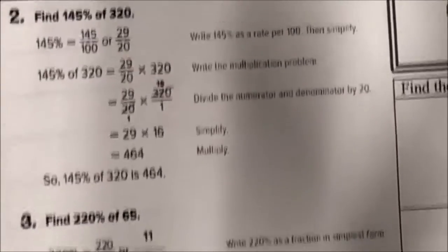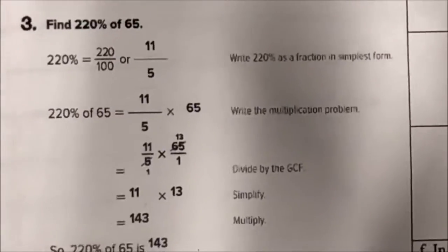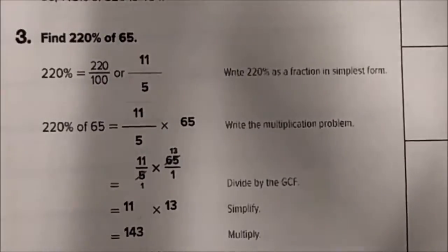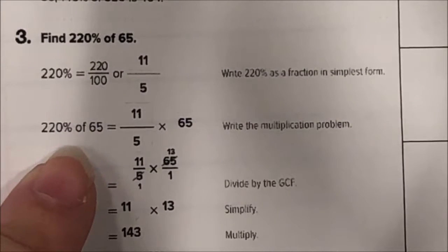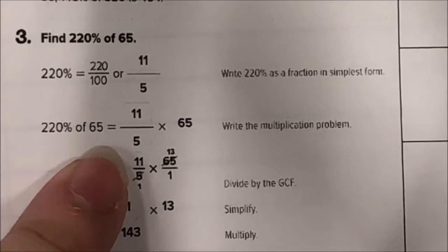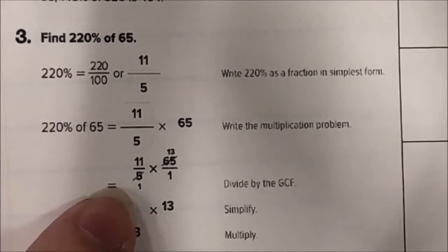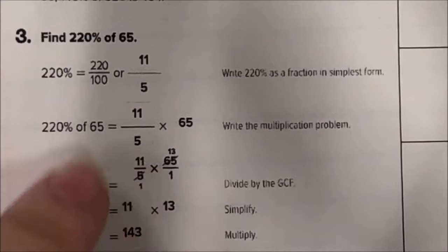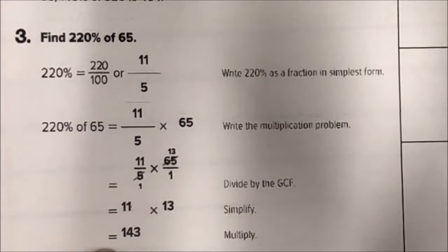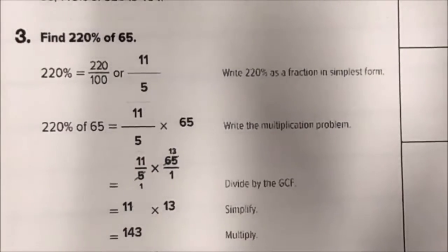Let's look at number 3. Number 3 says find 220% of 65. 220% equals 220 over 100. I can simplify that to 11/5. I take 220% of 65, so 11/5 times 65. I can cross simplify. 5 becomes a 1. 65 becomes 13. So I get 11 times 13, which is 143. So 220% of 65 is 143.